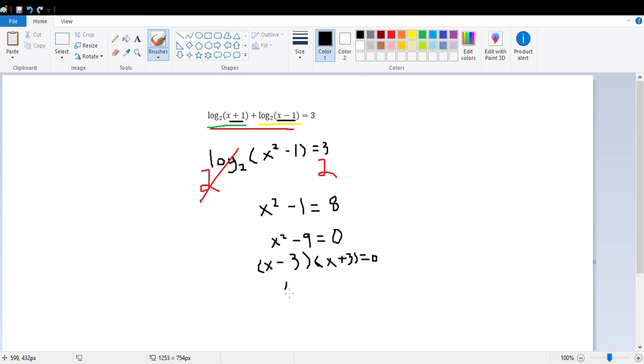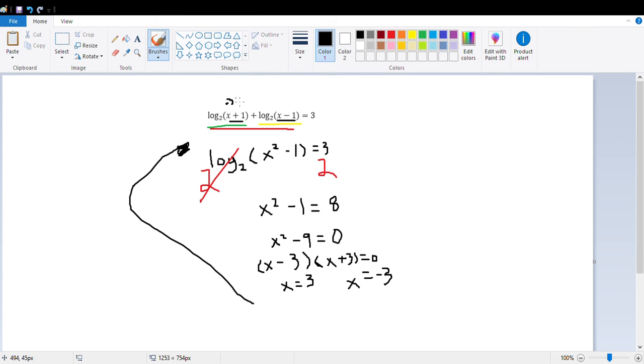Okay, from there I think you can see that x equals 3 is definitely one of the values, and x equals negative 3. But we need to make sure that none of these values cause us to get a negative or 0 inside a logarithm in the original problem. So I got to go all the way back up to here and make sure that it does not give me something bad.